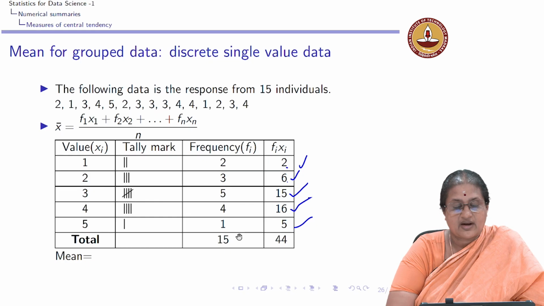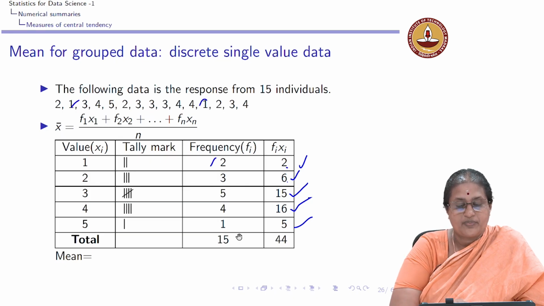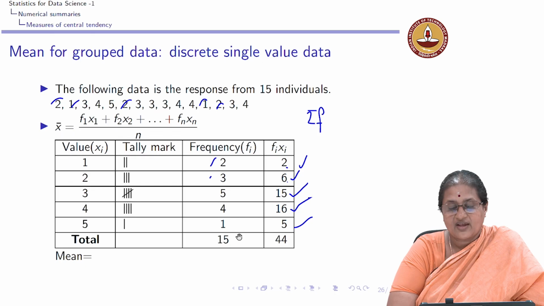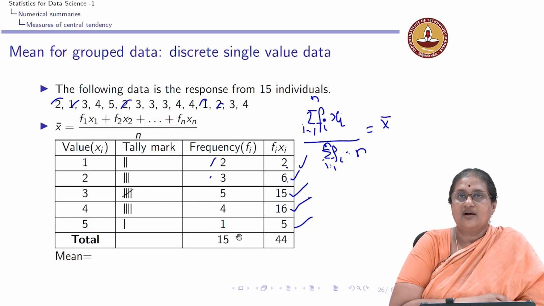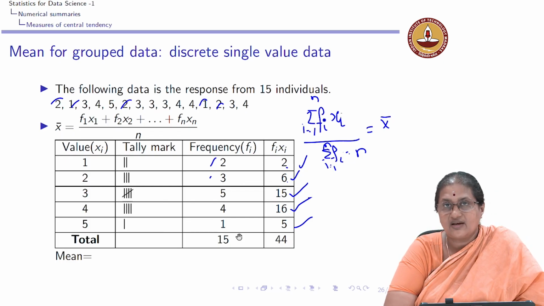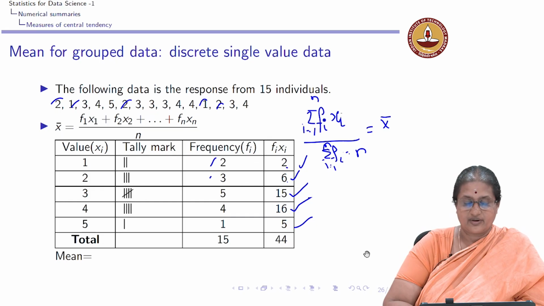So instead of writing all of it as a long sum, I can write it as 1 appears 2 times, which contributes 2, 2 appears 3 times, which contributes 6, and so on. This is the numerator, summation fi xi, i going from 1 to n, divided by n, or summation fi, which is equal to n. This gives me the x bar when I have discrete single value data.